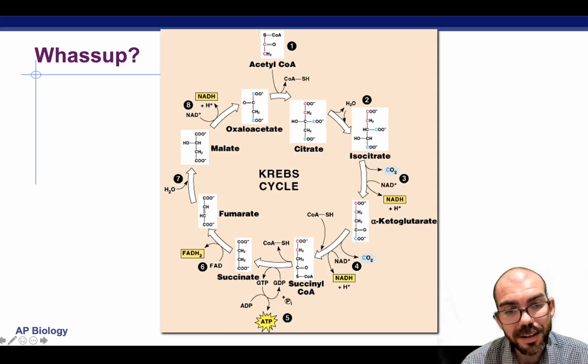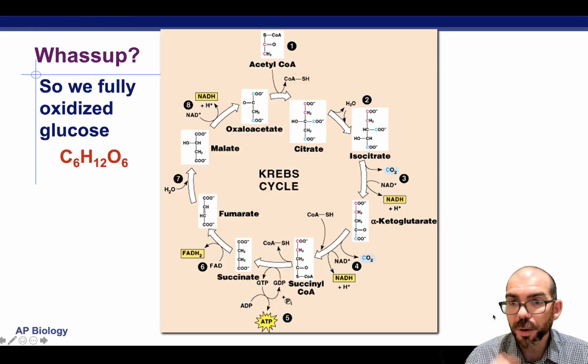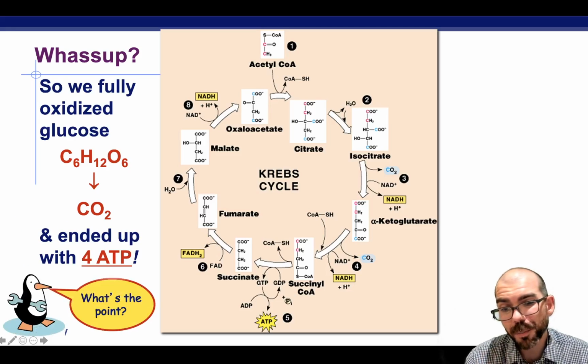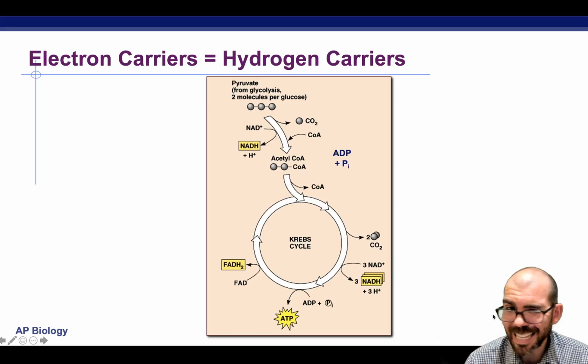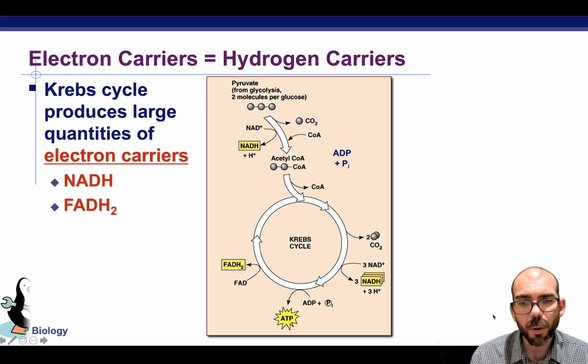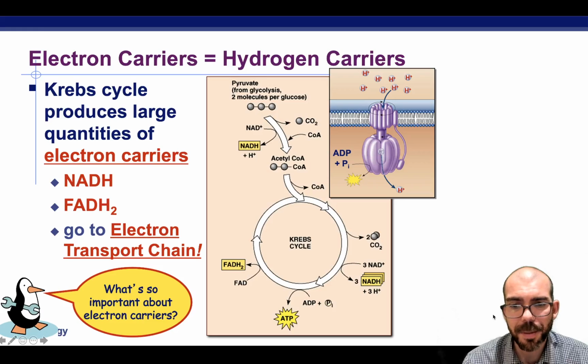That is a huge gain compared to the other steps that we saw before. So what's happened? We have fully oxidized glucose. We started with 6 carbons and we've lost them all as CO2. But we've only ended up with 4 ATP so far. That's not enough. What was the whole point of all this? It's to put money in the bank.